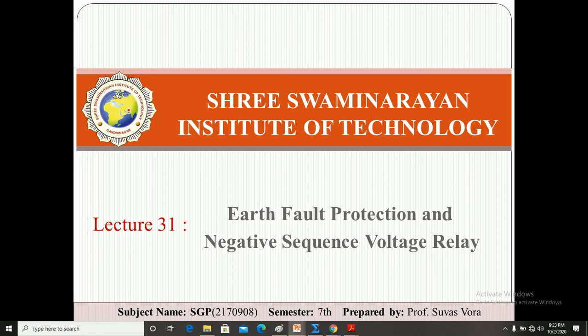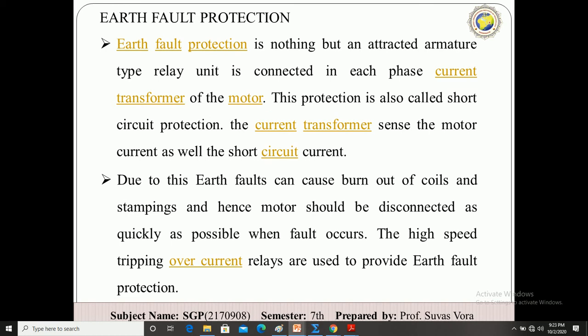Generally, the earth fault protection is nothing but the attracted armature type relay unit connected in each phase and current transformers of the motors. This protection is also called the short circuit protection. The current transformer senses the motor current as well as the short circuit currents. Due to this, an earth fault can cause the burnout of the coil and stamping, and hence the motor should be disconnected as quickly as possible when the fault occurs. High speed tripping overcurrent relays are used to provide the earth fault protection.